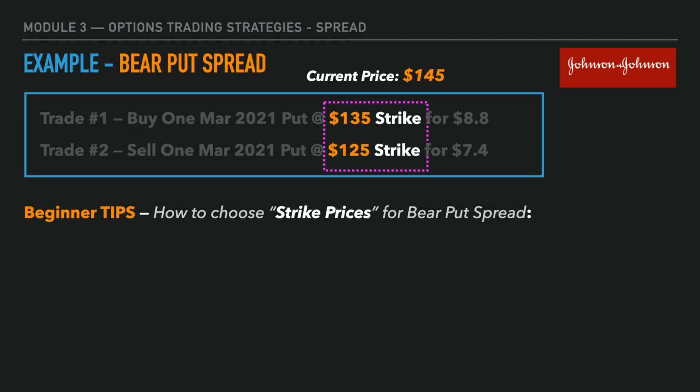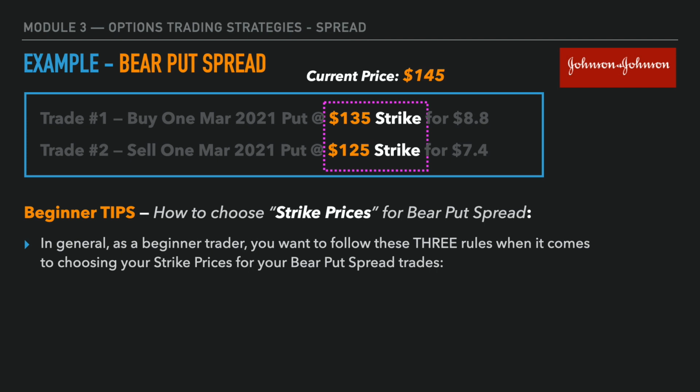For beginners, how to choose the higher and the lower strike prices for a bear put spread is very similar to the bull call spread we discussed in the previous module. Basically, you also follow the 3 rules. First, always make sure both of your put options in your 2 trade legs are out of the money, which means both of the strike prices of your put options should be lower than the current underlying stock price.